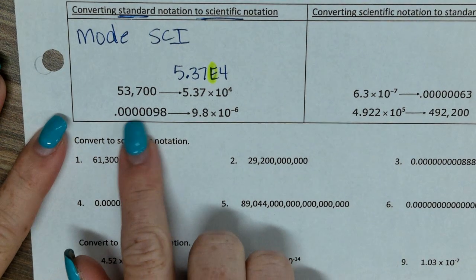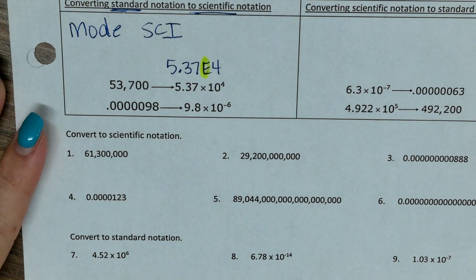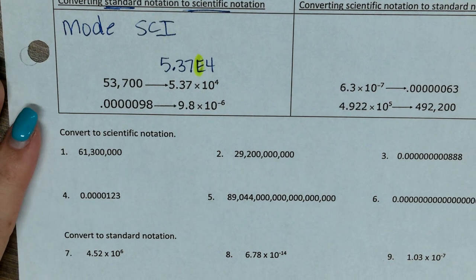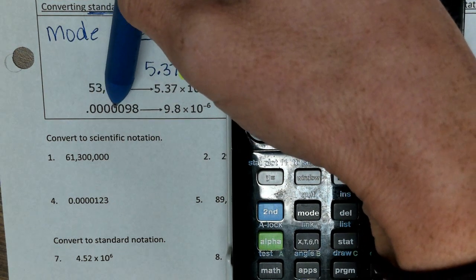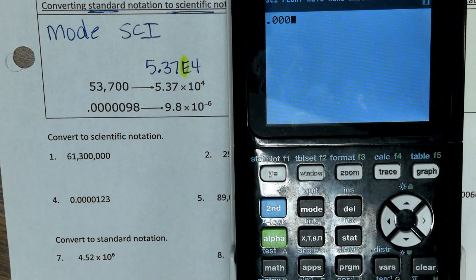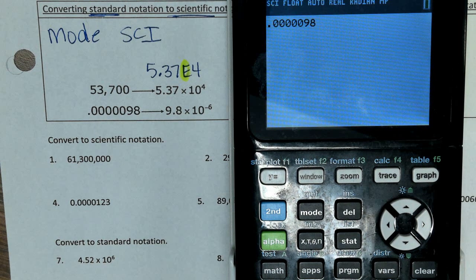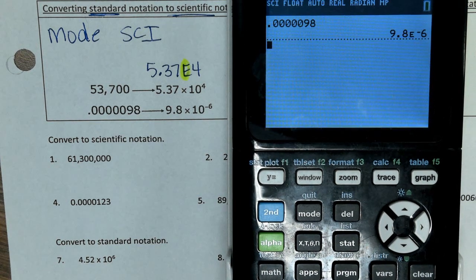Okay, put this one in right here. Do you have to put decimals in? Yes. So you put the decimal, and then I have to count because I can't see that. 1, 2, 3, 4, 5 zeros. So 1, 2, 3, 4, 5, then 9, 8. Hit enter. How would I write this?